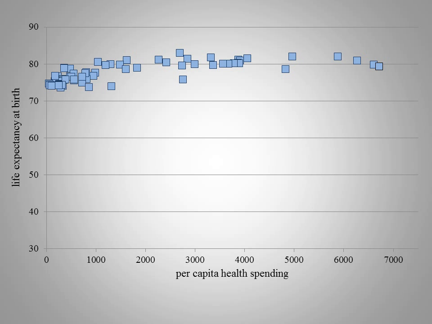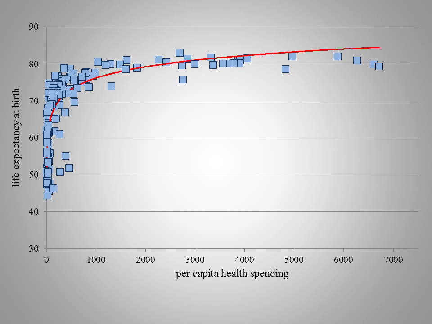This graph plots 175 countries according to life expectancy at birth, the vertical axis at the left, and per capita health spending, the horizontal axis at the bottom. Much of the developing world is clustered along the right axis, with very low health spending and wide variations in life expectancy. As we move along the trend line, from left to right, life expectancy improves, but most of the gains come with the first $1,000 of health spending.